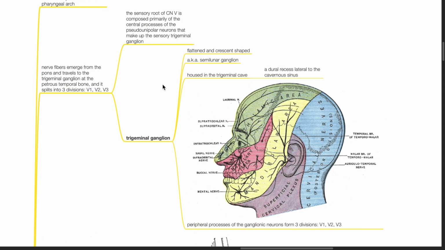The trigeminal ganglion is flattened and crescent in shape, is also known as the semilunar ganglion, and is housed in the trigeminal cave, a dural recess lateral to the cavernous sinus. Peripheral processes of the ganglionic neurons form three divisions as mentioned.